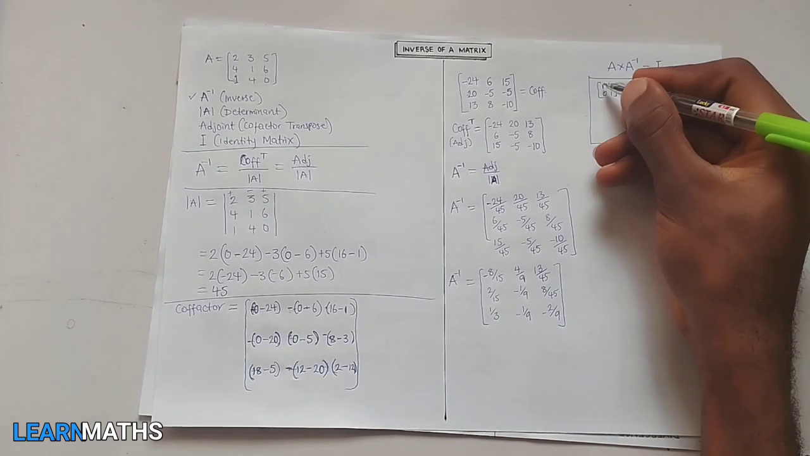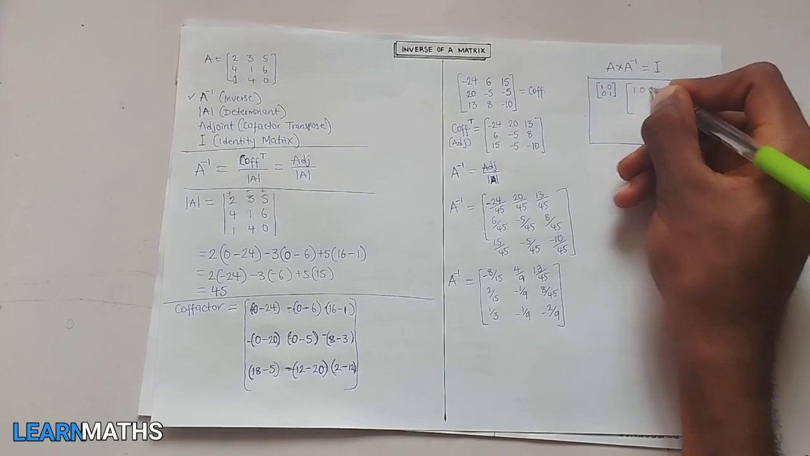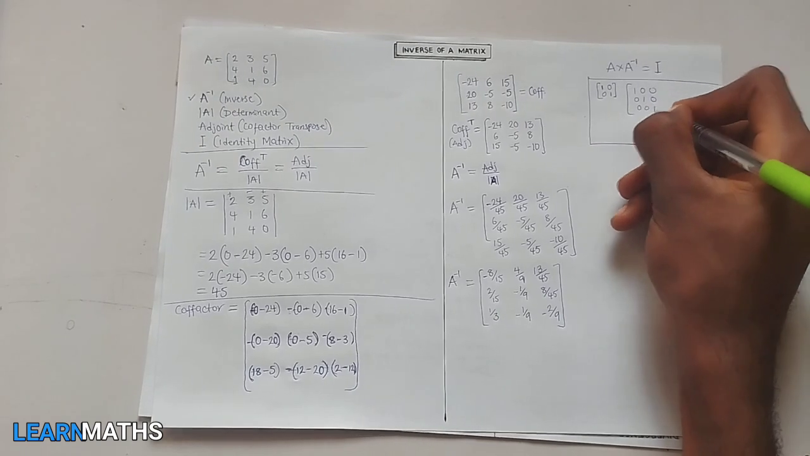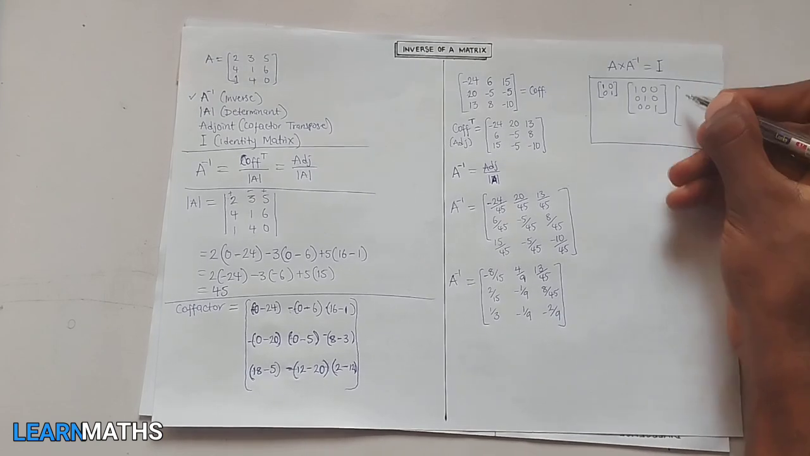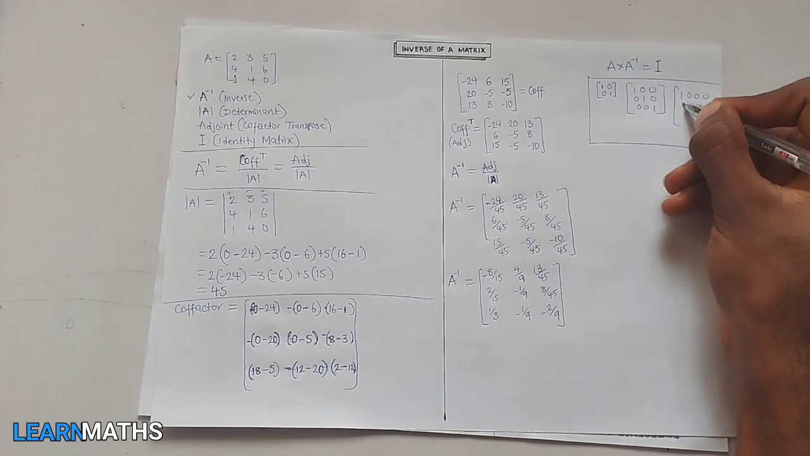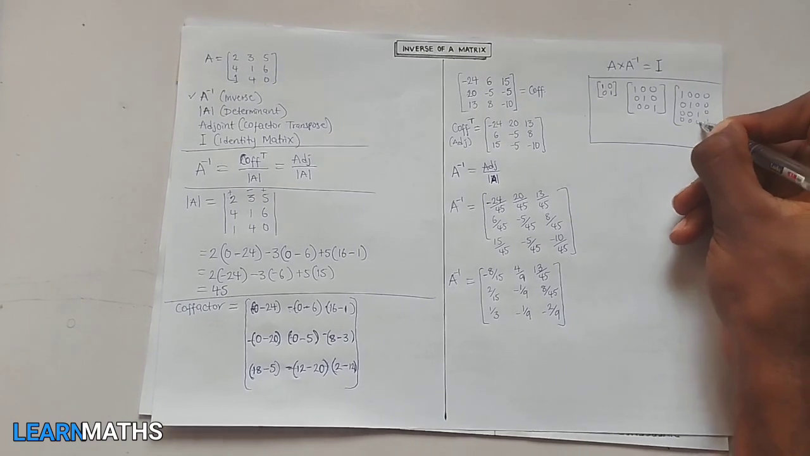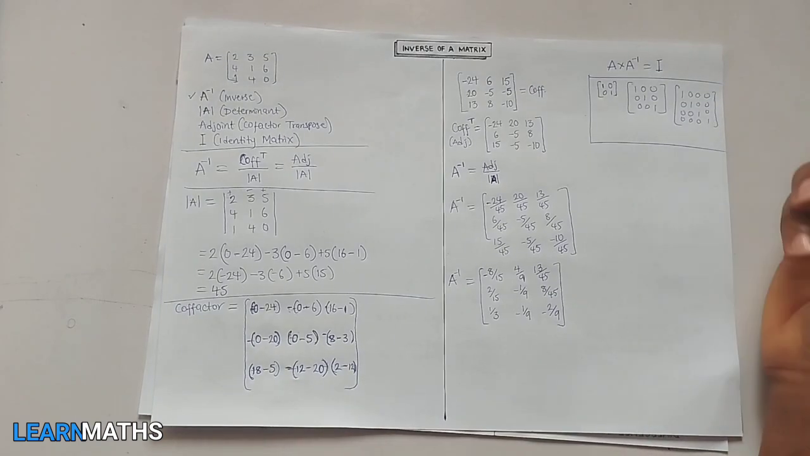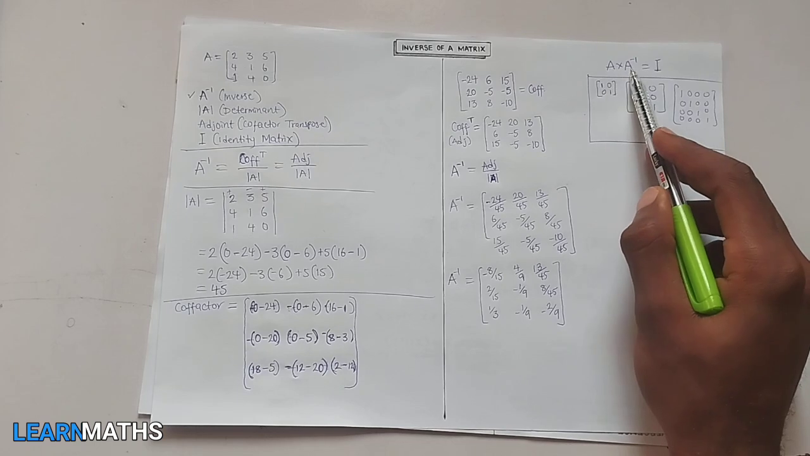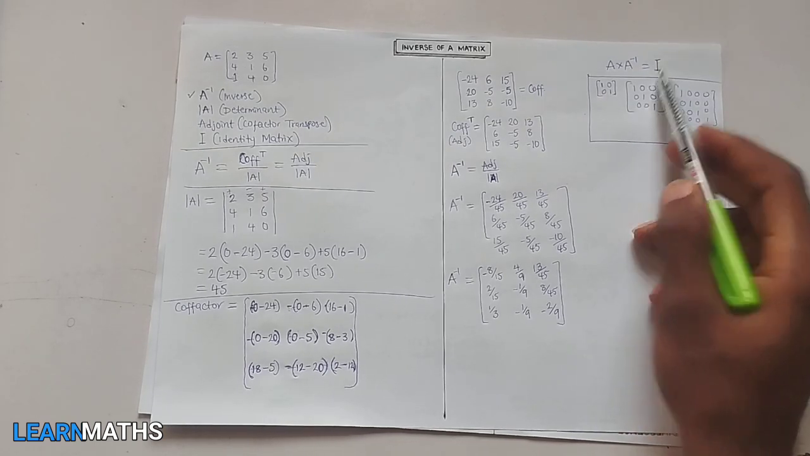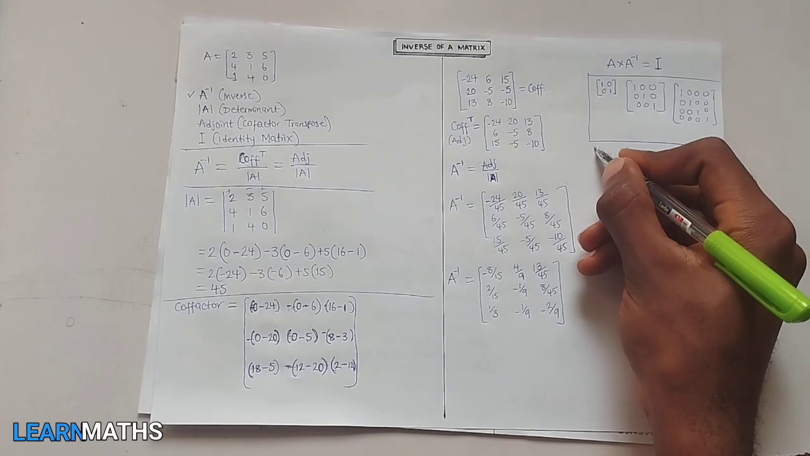You can see it's a diagonal matrix. 1 0 0, 0 1 0, 0 0 1. This is still an identity matrix, 3 by 3. And this is an identity matrix, 4 by 4. So we're saying that if you multiply A with its inverse, you should be getting an identity matrix. You're going to try this out.